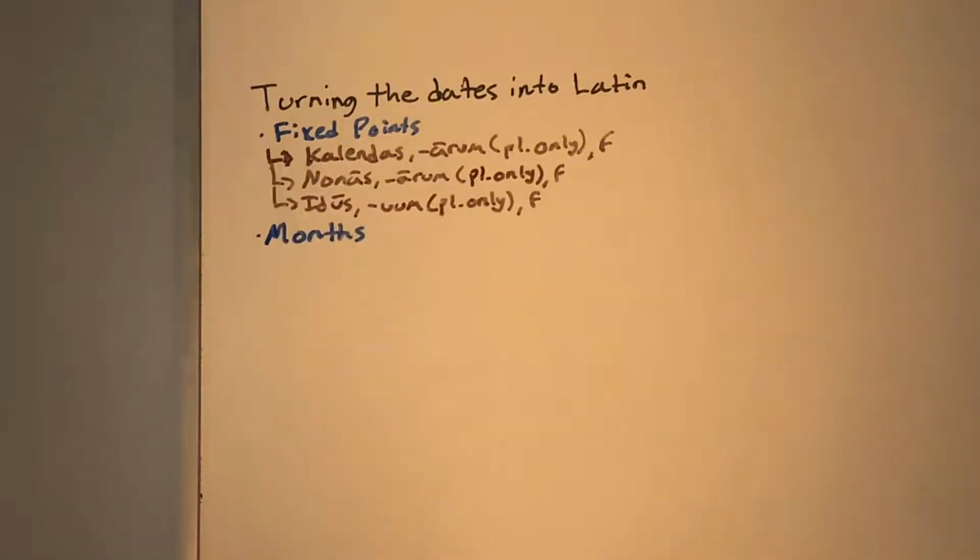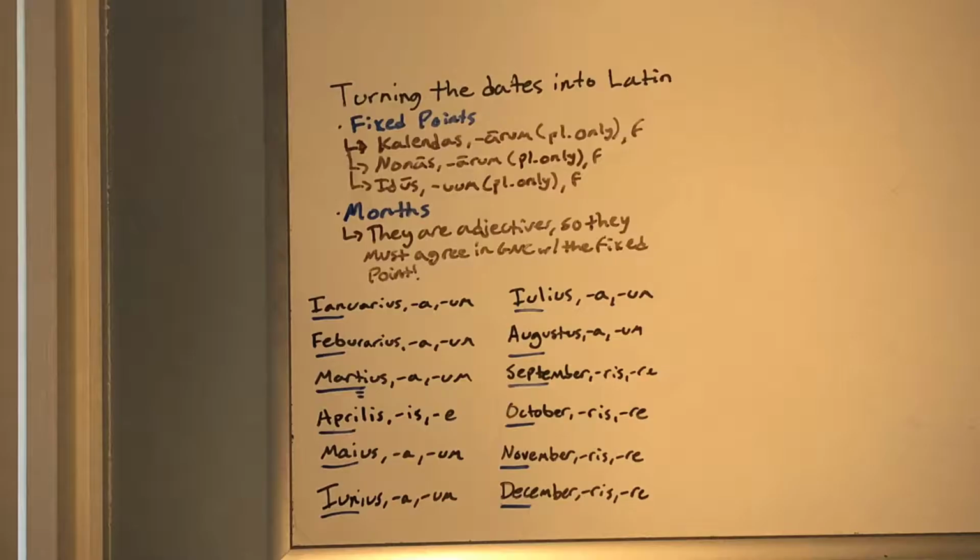Now let's get into the months. The months are adjectives, so they must agree with gender, number, and case with the fixed points, which is what they're modifying. This means that you will only be dealing with the feminine forms and only the plural forms for each one of those adjectives, since all of the fixed points are plural and feminine. Here are the months with their abbreviations underlined. They're all what we're used to with the example of March, Martius. The T is also part of the abbreviation, so it would be Mart, not just Mar.